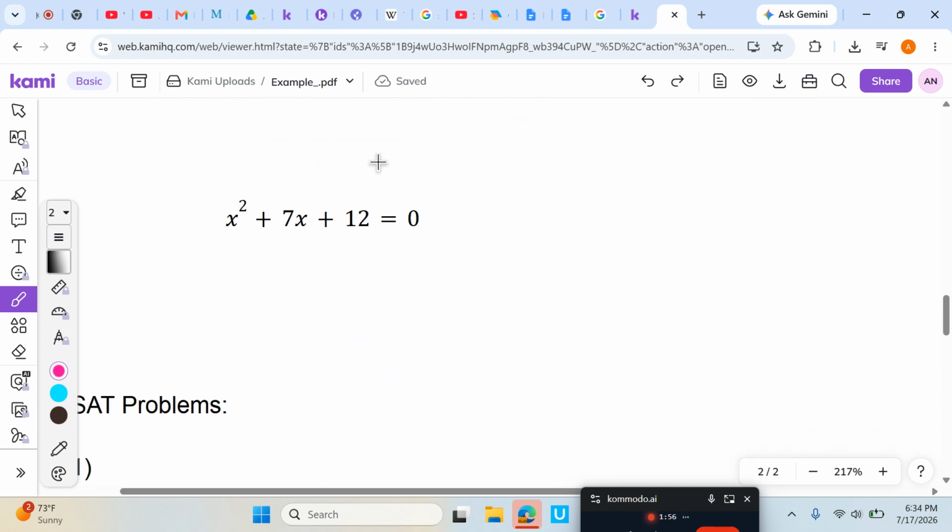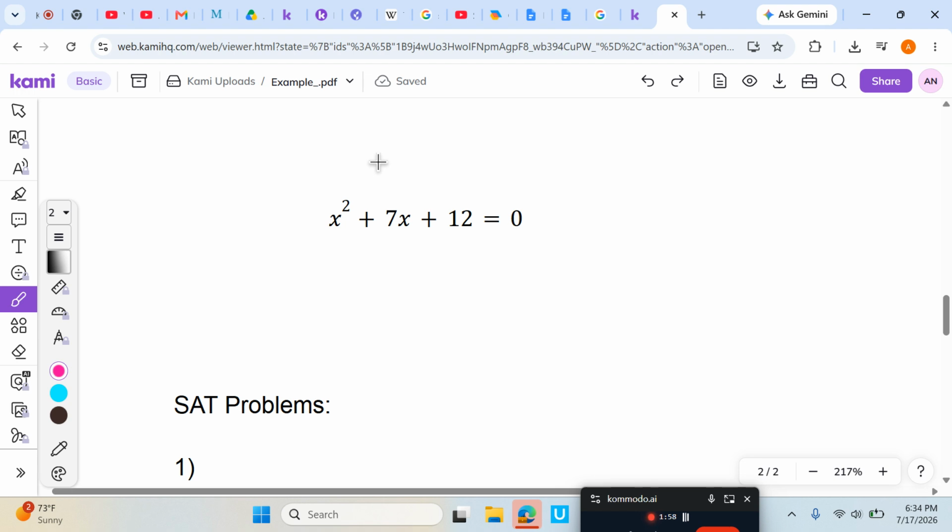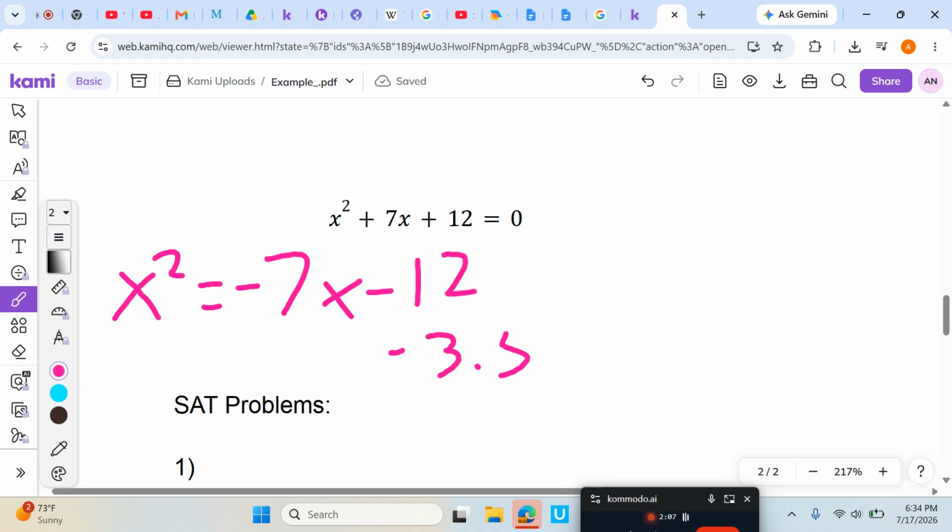Easy. So it works less well when we have odds, but it does still work. So the coefficient of the linear term is odd: negative 7x minus 12. What's half of negative 7? Negative 3.5. What is that squared? That's 12.25. You do 3 times 4, then you add the 0.25. That's a good trick for how to do that. It's based on difference of squares, actually.